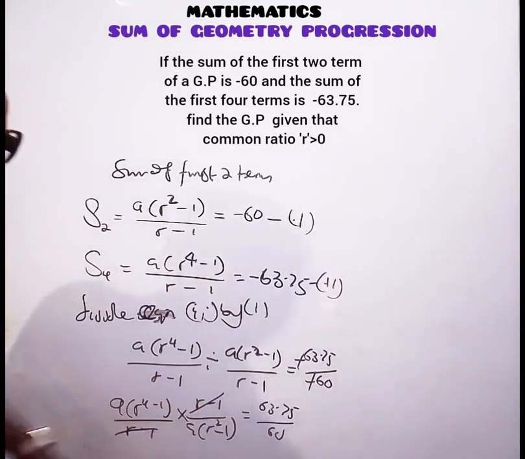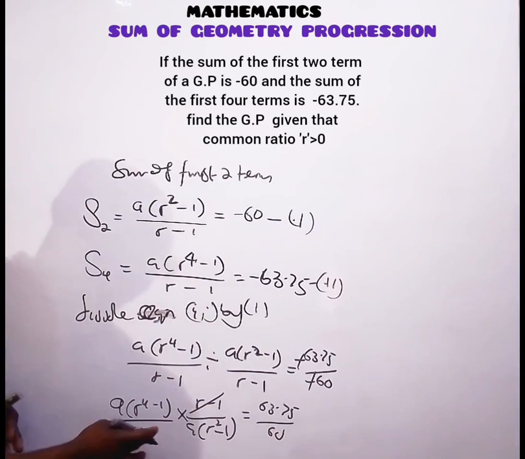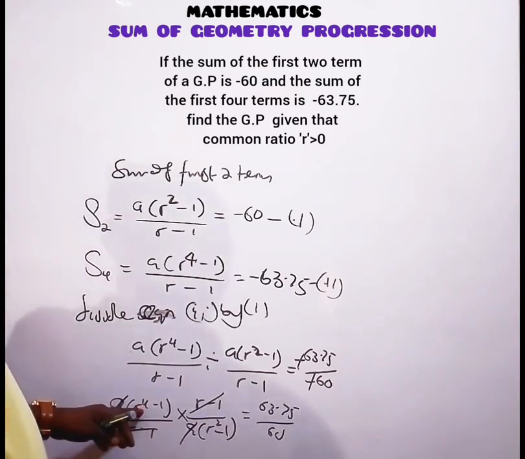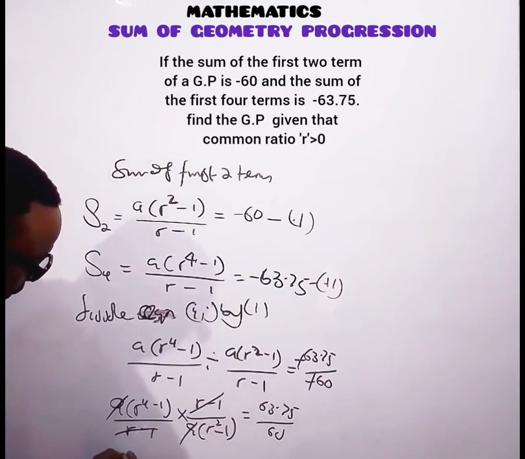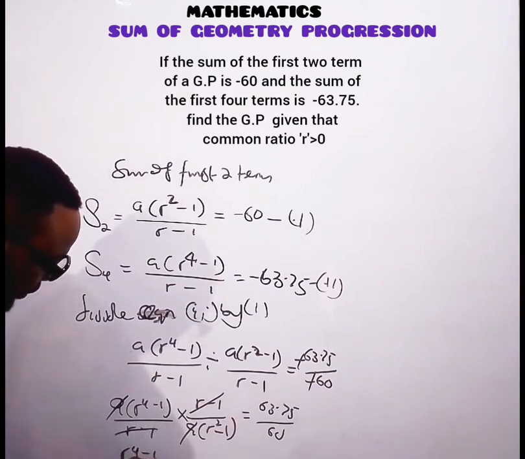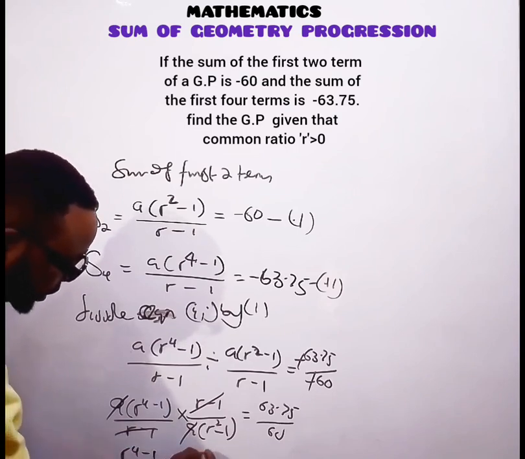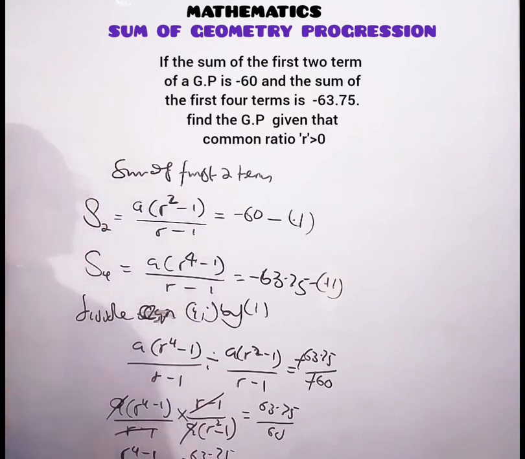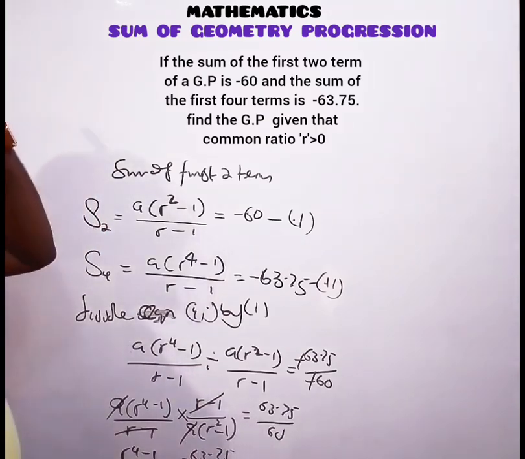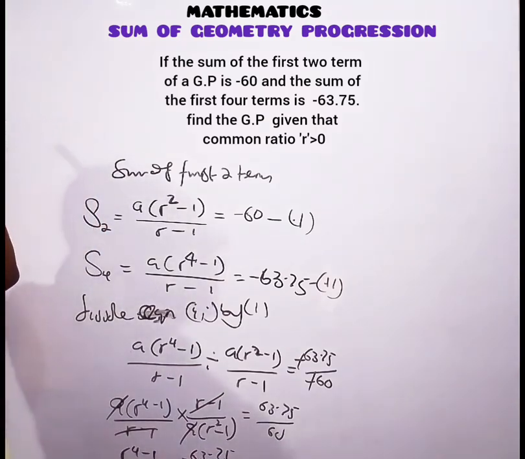Sorry, it's positive. What is left behind for us now is this a, also this a cancels. We are left with r to power 4 minus 1 over r to power 2 minus 1, equal to 63.75 over 60. Now 63.75 over 60, I think we should be able to get the value of that. Let us get that now.